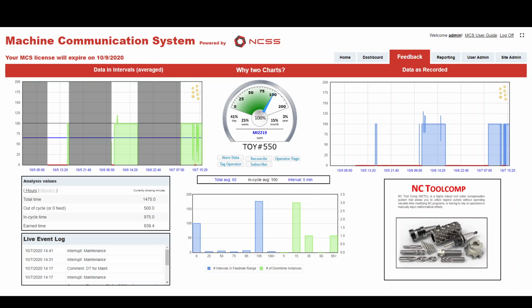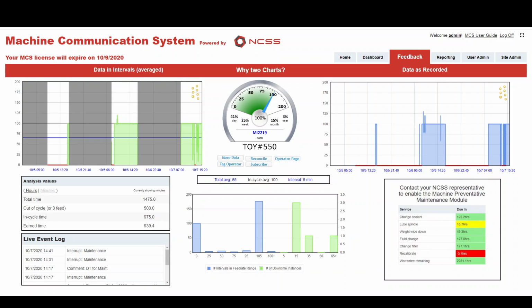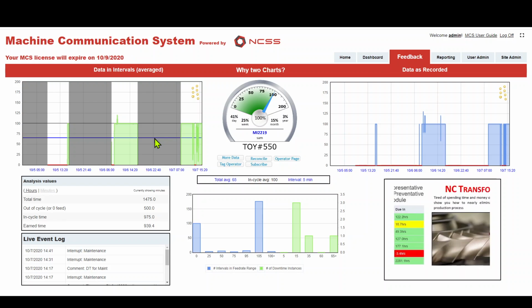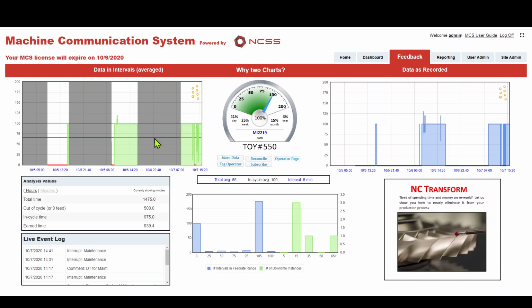This makes the data easy to read, but in some instances, we may need to know exactly when certain events are happening. This Machine Details page is where that comes together. So as you can see across the top here, we have two nearly identical charts. The one on the left is interval data, and the one on the right is the raw data.